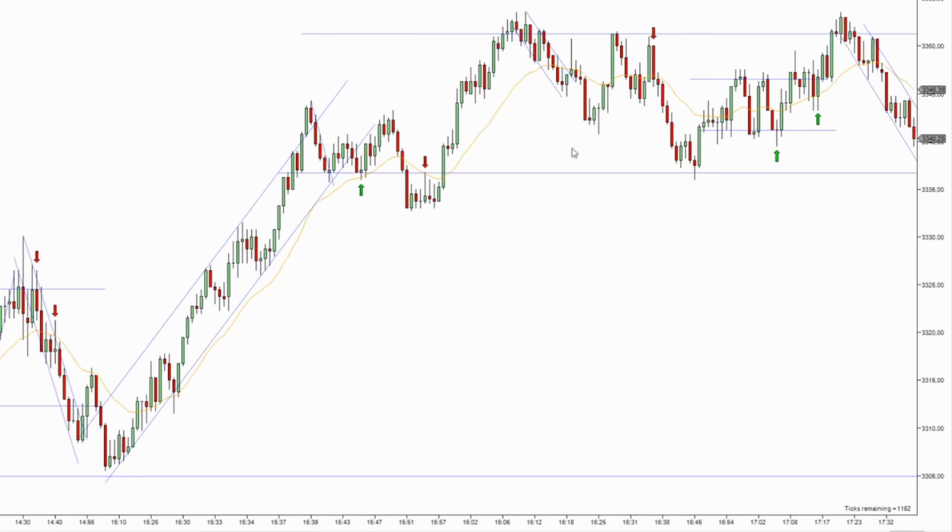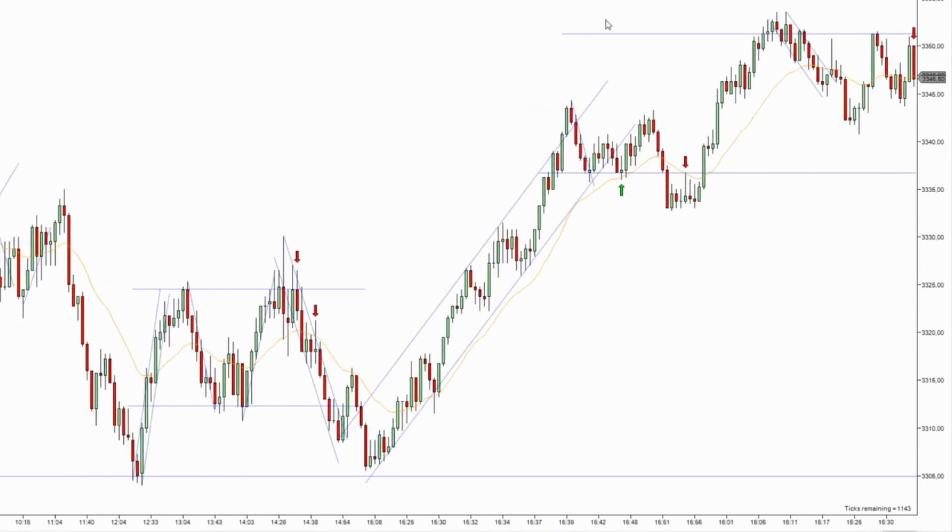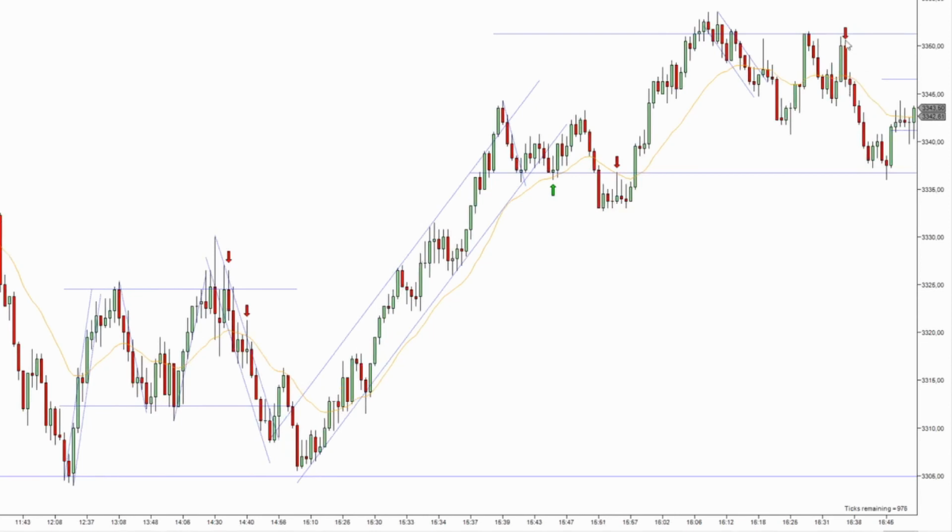So at this point, this is starting to look very much like a trading range. You can see that this is the beginning of a trading range. There is some key level here and key level here forming. So this was a good short to take.